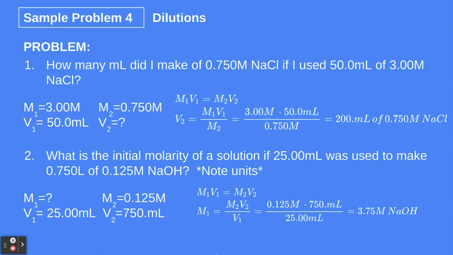So if we take a look here, there's my list. The first one I'm searching for is V2, and so I need 2,000 milliliters of that initial concentration. I am making 2,000 milliliters. And then the second one, my initial concentration of the sodium hydroxide was 3.75 molar.